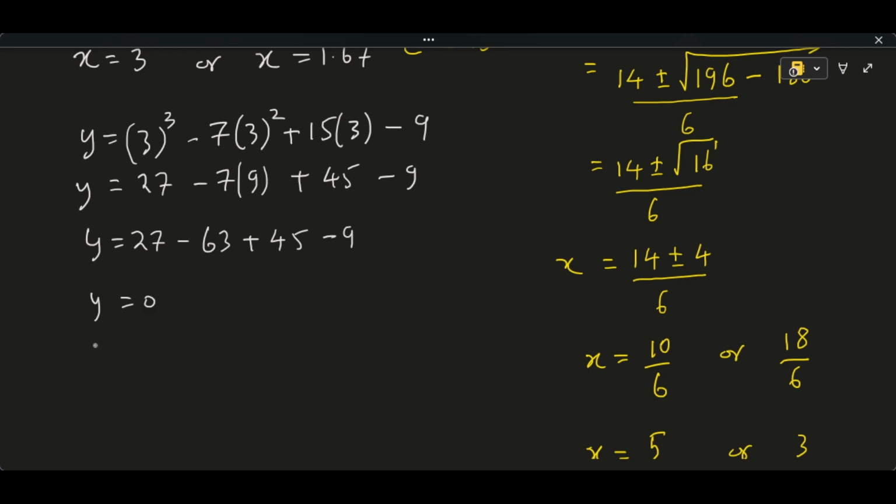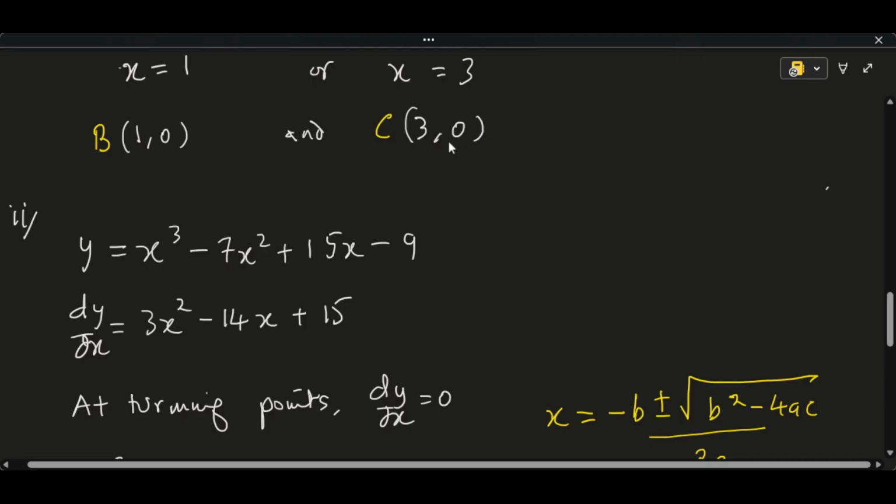So the point 3, 0 is a turning point. The same point 3, 0 cuts the x-axis. So at this point 3, 0, the curve will cut the x-axis here. At the same time, at this point 3, 0, it's going to be a turning point for the curve.